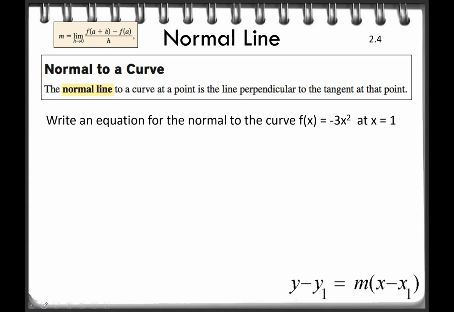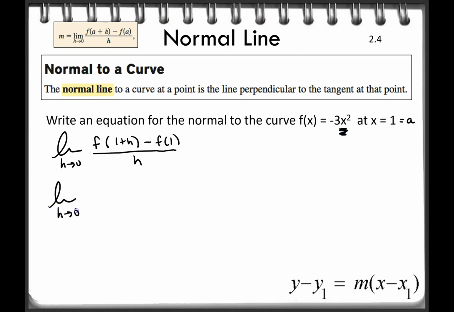All right, let's do another one. So write the equation for the normal line to the curve f of x equals -3x squared, at x equals 1, or you can think of this as a. So we've got the limit as h approaches 0 of f of 1 plus h minus f of 1 all over h. So I'm going to plug in 1 plus h right here.